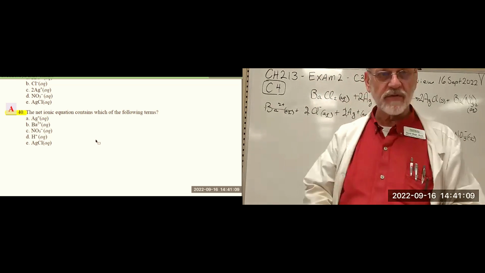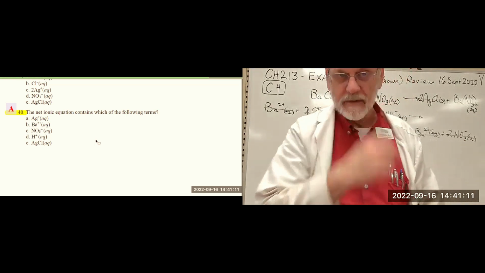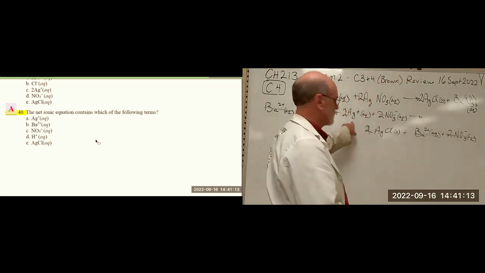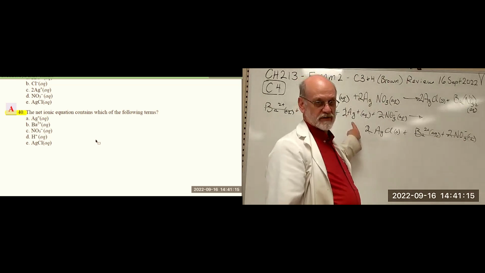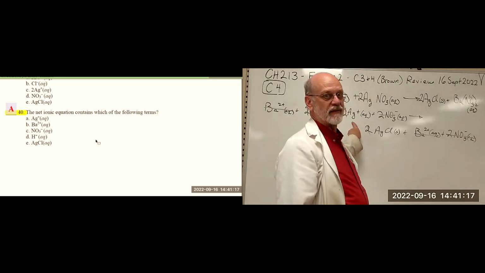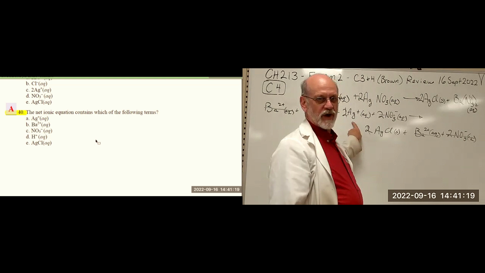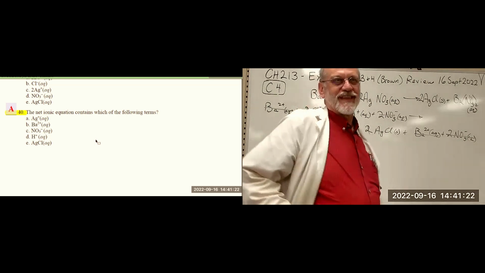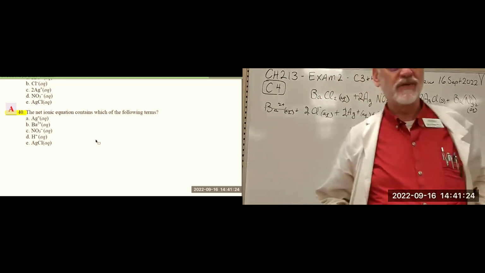Now we look and see what's available. Silver aqueous, yep, there it is. Barium's not there, nitrate's not there, hydrogen was never there, and silver chloride aqueous doesn't exist. That would be in solution, and we know it's a solid.